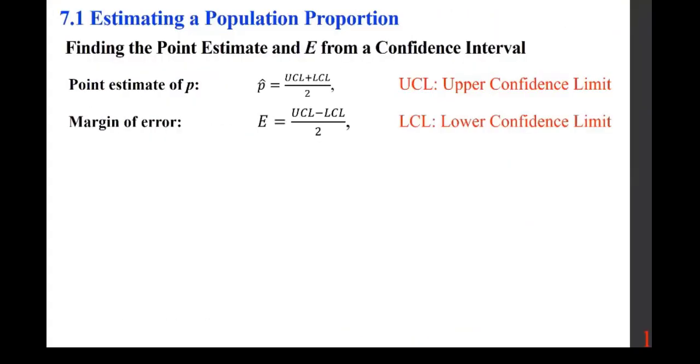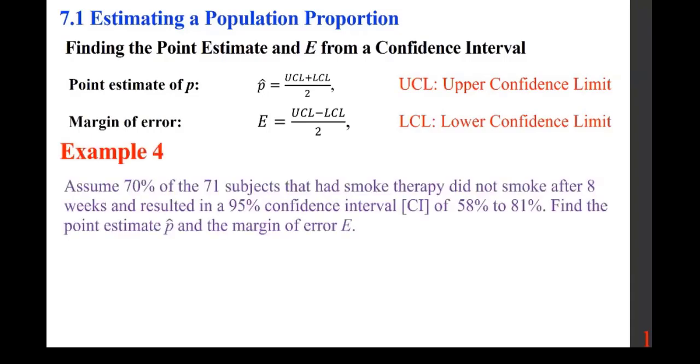We mentioned how we arrive at p hat and E. Here's an example. Assume 70% of the 71 subjects that had smoke therapy did not smoke after 8 weeks and resulted in a 95% confidence interval of 58% to 81%. Find the point estimate p hat and the margin of error E. So let's see what is given. The confidence interval is given.